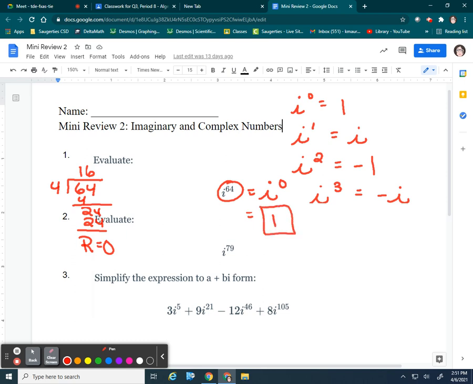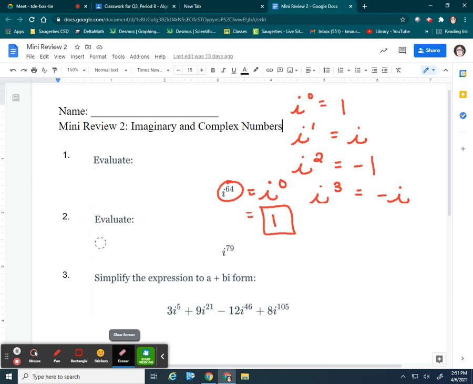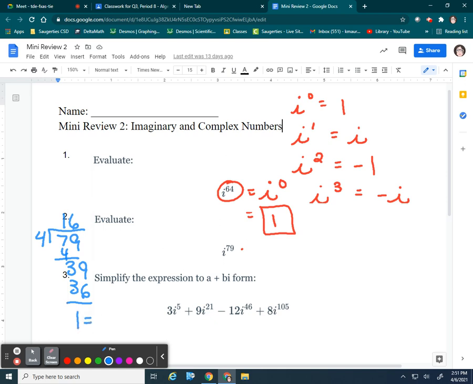Let me erase this. This is a new console down here for recording. So for the next one, problem 2, we have i to the 79 right here. So I'm going to just do 79 divided by 4 off to the side. So 4 goes into 7 one time, 39. So the remainder in this problem is a 1. So i to the 79 becomes i to the 1, which is the same thing as i.